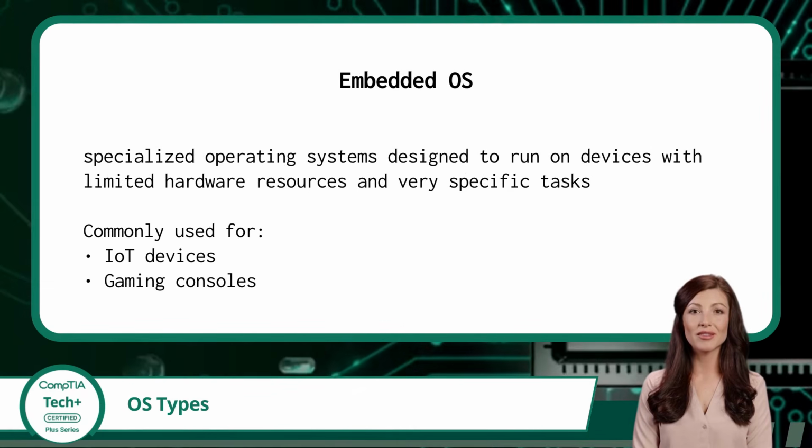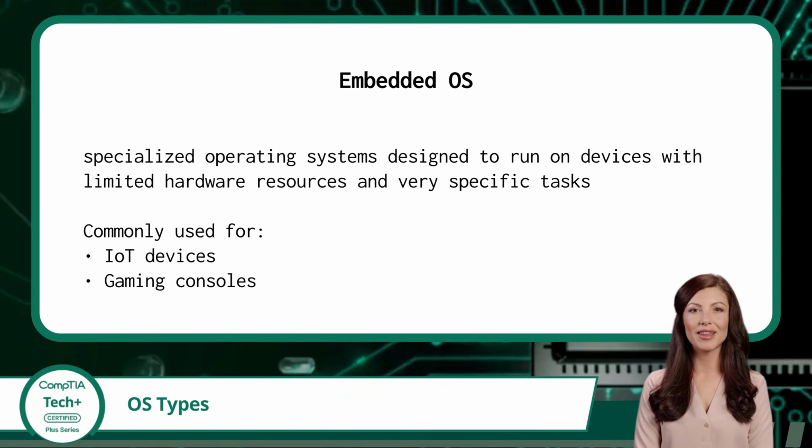And last on our list, we have embedded operating systems. These are specialized operating systems designed to run on devices with limited hardware resources and very specific tasks. Unlike a general-purpose OS, an embedded operating system is streamlined to be fast, efficient, and reliable, often with real-time capabilities and minimal power consumption. You'll find embedded operating systems in all kinds of devices that you use every day, even if you don't think of them as computers.